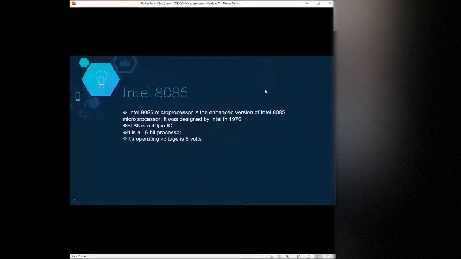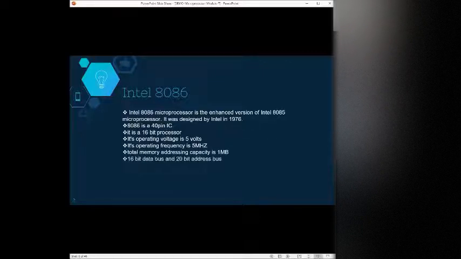Its operating voltage is 5 volts. Its operating frequency is 5 megahertz. Actually, we have different megahertz for different versions of Intel 8086. The total memory addressing capacity is 1 megabyte. And we have a 16-bit data bus and a 20-bit address bus. It has fourteen 16-bit registers, and of course a higher throughput.